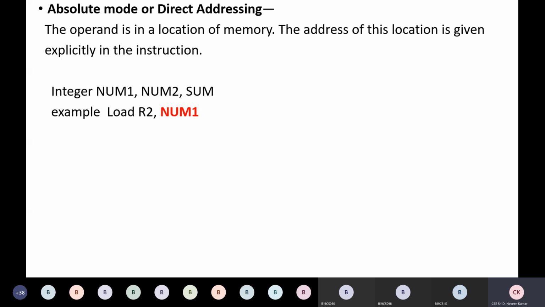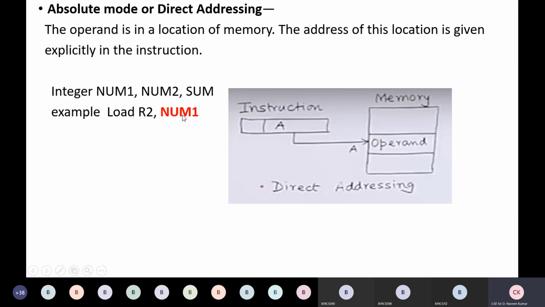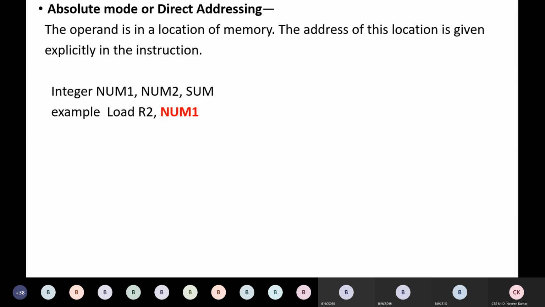Ma? It's main memory, yes. name1 is pointing to main memory. So this type of representation we call absolute mode or direct addressing.